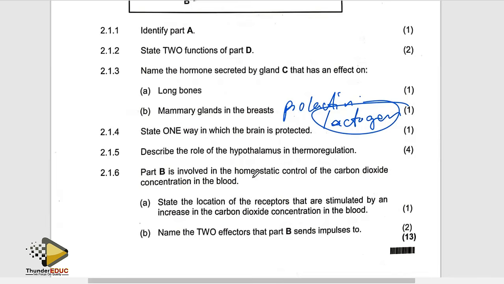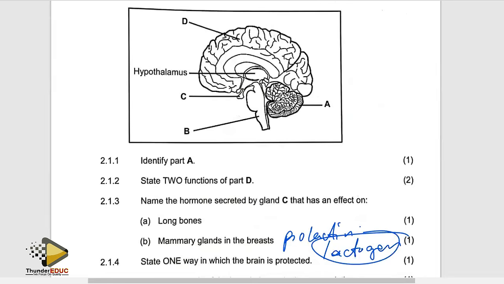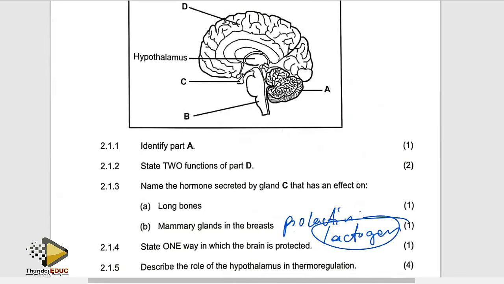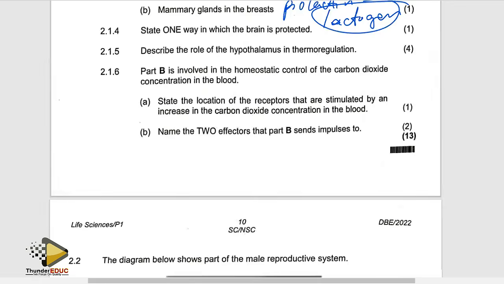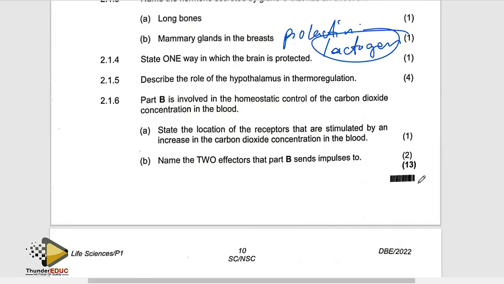Part B is involved in homeostatic control of the carbon dioxide concentration. State the location of the receptor that is stimulated by the increase in the carbon dioxide concentration in the blood. Where is part B? Let's first see what part B is. Part B is the medulla oblongata. So what is the receptor? Where is the receptor? The receptors are found in the blood vessels, which we call the carotid artery.